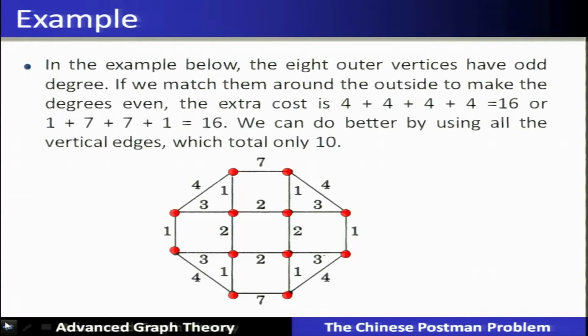Let us see this Chinese Postman problem and the optimization issues involved through an example. In the example below, the 8 outer vertices have odd degrees. This is an odd degree vertex, this is an odd degree vertex, this is an odd degree vertex, and this is also an odd degree vertex.